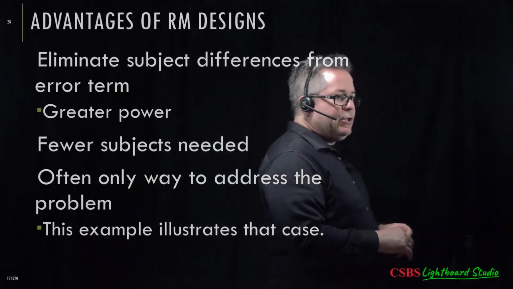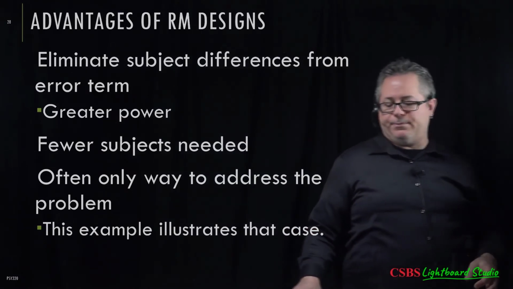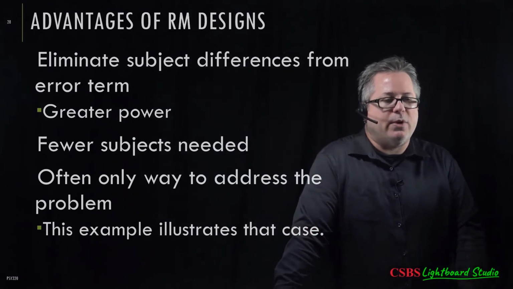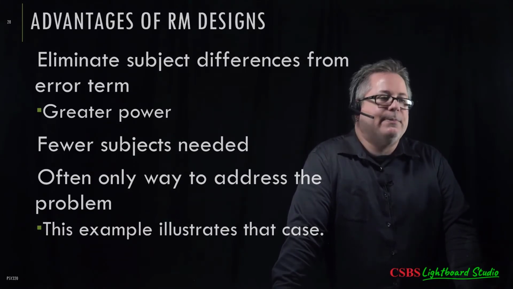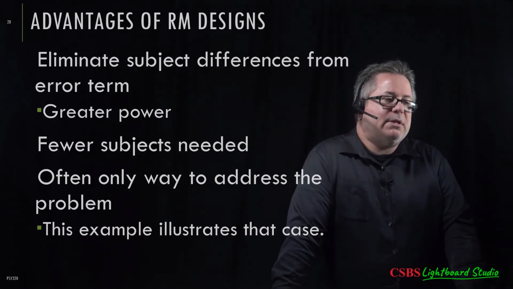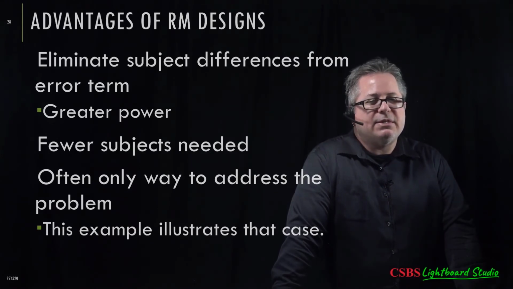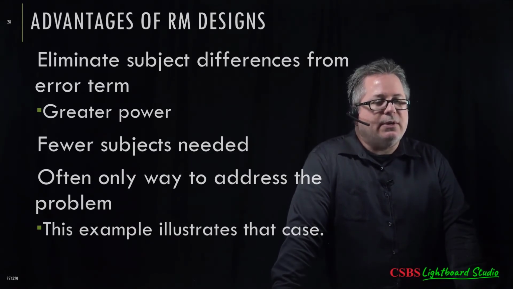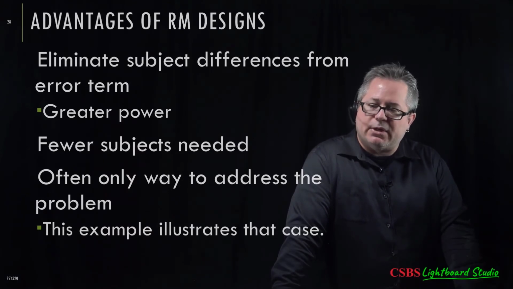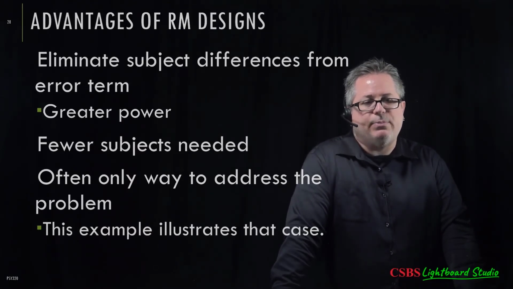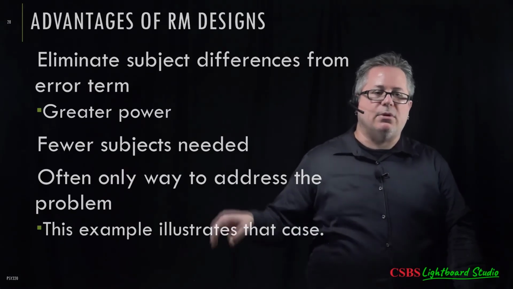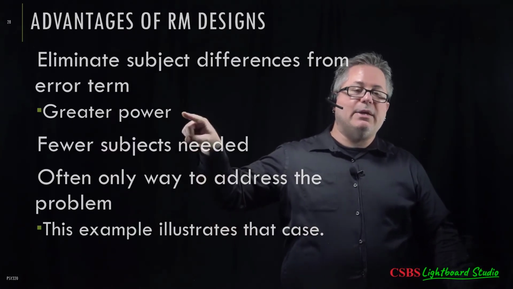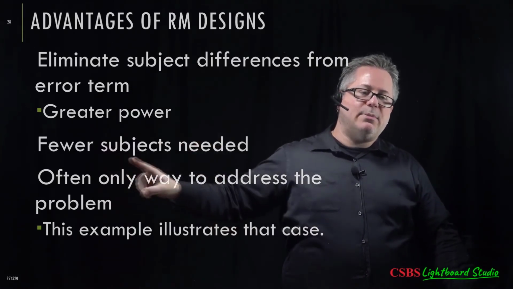So what are some advantages of repeated measures? I mentioned some of these along the way, but let's repeat them here for completeness. It eliminates subject differences from the error term, or at least the consistent subject differences. It identifies the sum of squares for subject, which are the consistent differences between people, and removes it from the sum of squares within groups. So we have a smaller error term, which means greater power, and we can get greater power with fewer subjects.